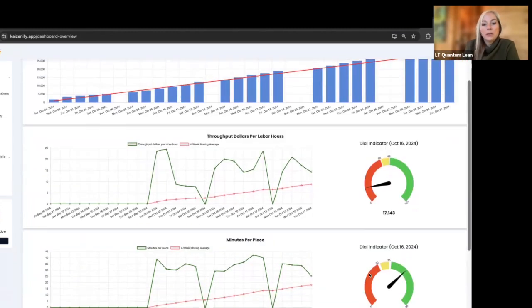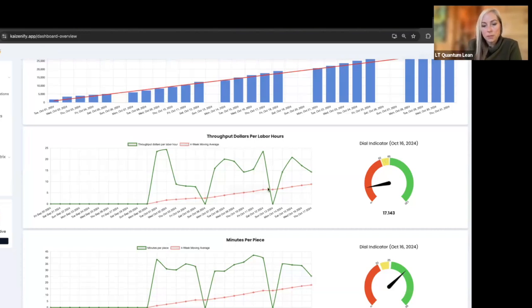So now we're going to go down to throughput dollars per labor hour. This dial is showing you by the end of the day yesterday, October 16th, here's where we were. You can see we're in the red. We're not where we said we want it to be, because we keyed in the min and max, right? That was what our intentions were. So either my min and max is way off, or we need to do a lot better.